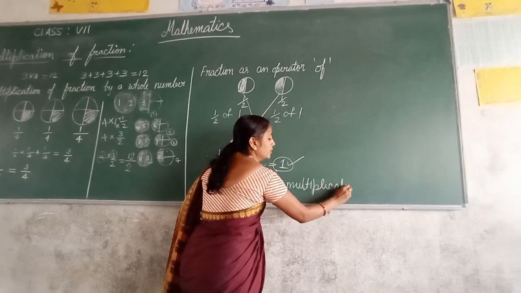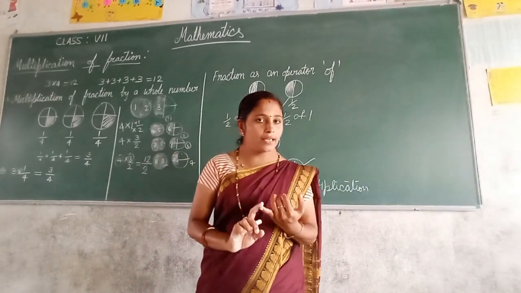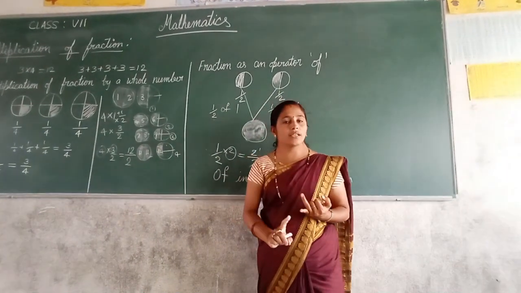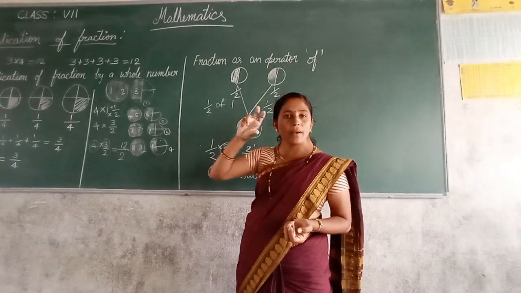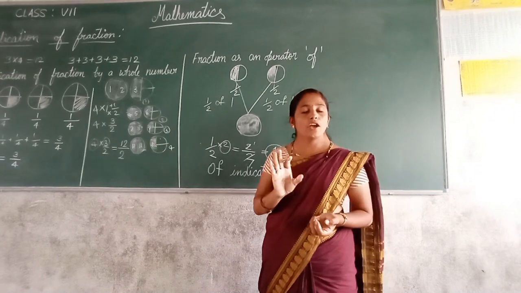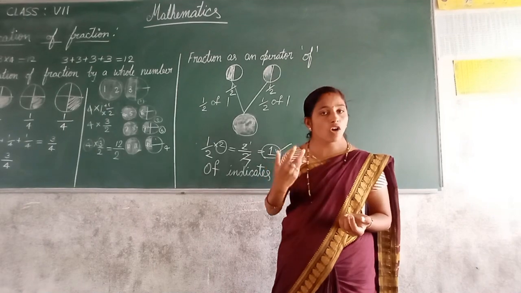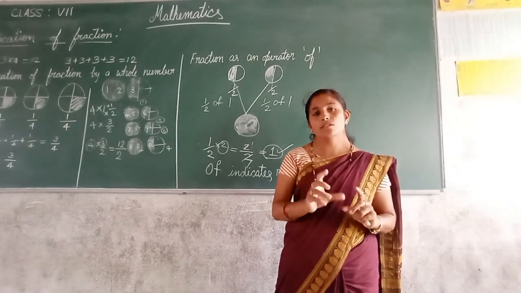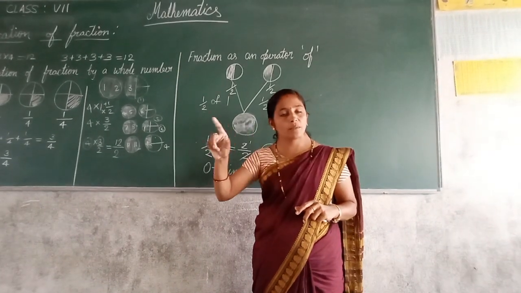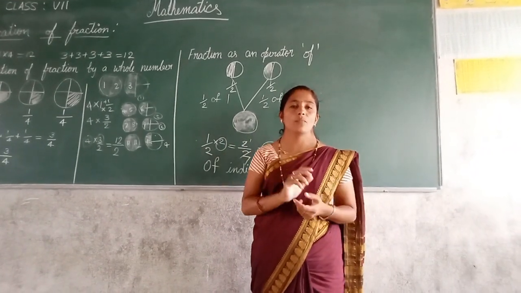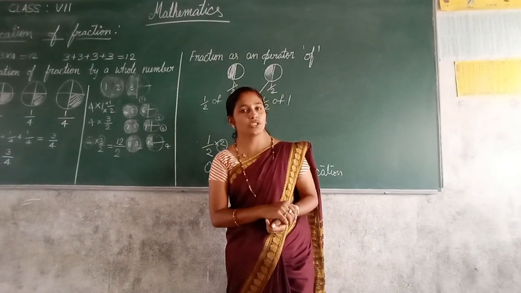Today in this class we have learned how to multiply fractions. Multiplication is nothing but repeated addition. When you are going to multiply the fraction, the first thing is you have to multiply it with the numerator. The denominator will be the same. If the given fraction is in the form of a mixed fraction, you first have to convert it into an improper fraction. Then, as it is, you have to multiply the numerator. The denominator will be the same. Hope you understood how to do the multiplication of fractions.